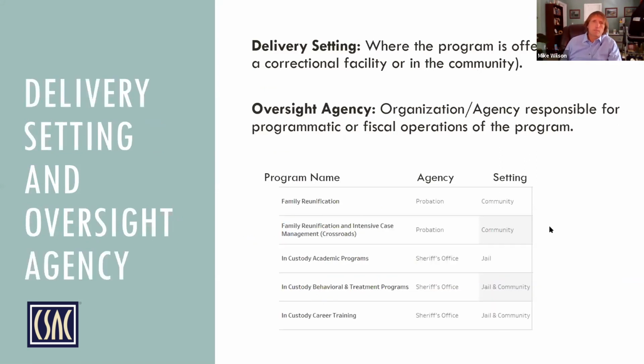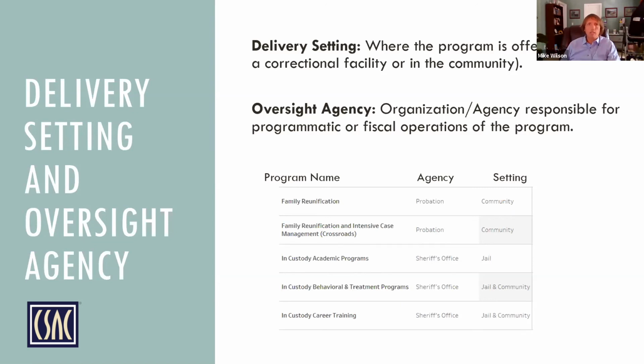So the next piece of information that we gather about the program is the delivery setting and the oversight agency. And really what we're looking at here is what agency is administering the program. Is it probation? Is it the sheriff's office? Is it a program that behavioral health is doing? Is it a program that's administered through the courts, maybe a treatment court? Who is administering that program? And then what's the setting?